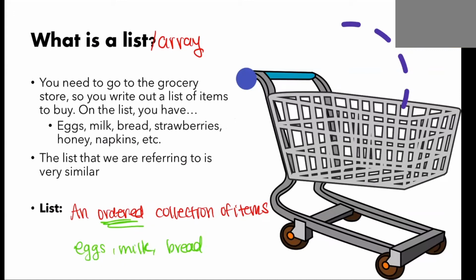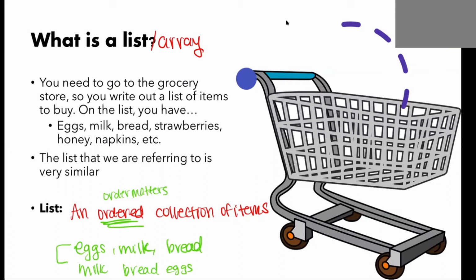So if you have a list, an ordered collection of items, dissecting this a little bit further, ordered just means that if you have something like eggs, milk, and bread, this is not the same as milk, bread, and eggs. Order matters. So these two are not interchangeable. These are two different things.